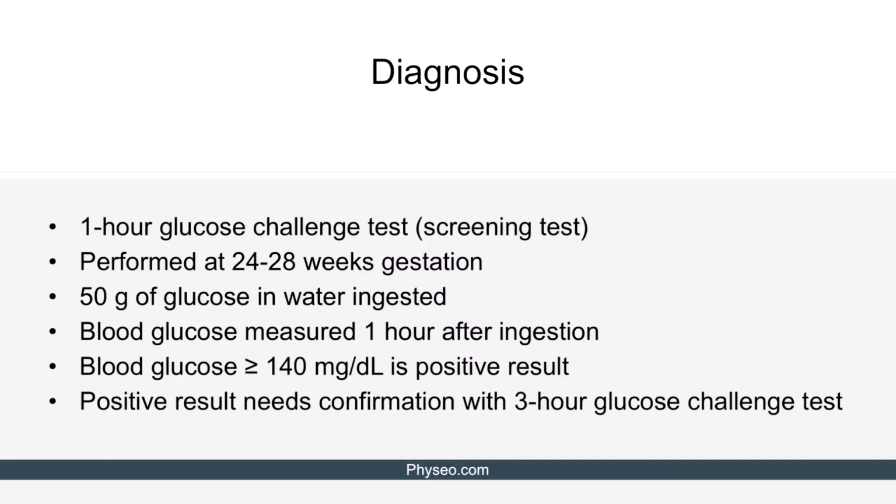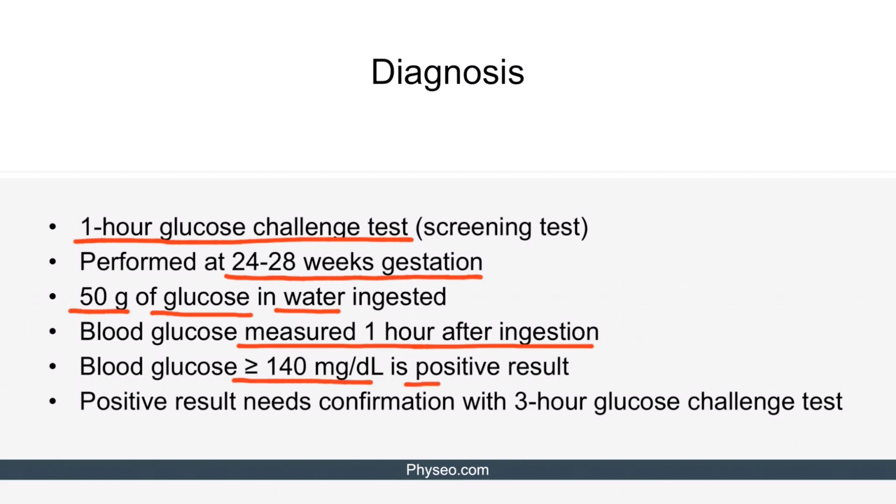All right, now let's discuss diagnosis. Screening for GDM is done with a 1-hour glucose challenge test. It's performed at 24 to 28 weeks gestation. The test involves the ingestion of 50 grams of glucose dissolved in water. 1 hour after ingestion, if the blood glucose is at least 140 milligrams per deciliter, it's considered to be a positive result. A positive result, in turn, needs confirmation with a 3-hour glucose challenge test.